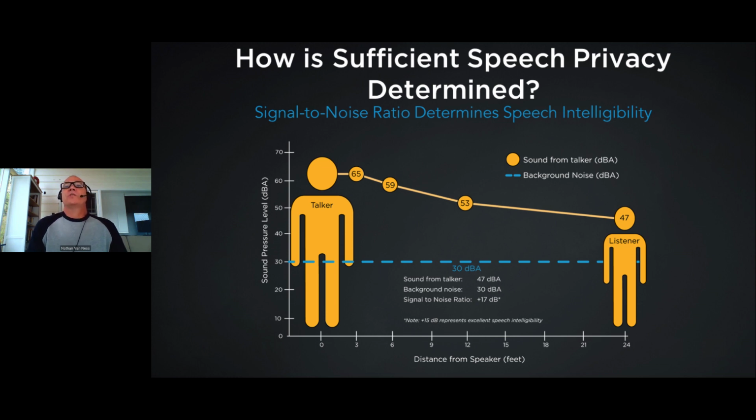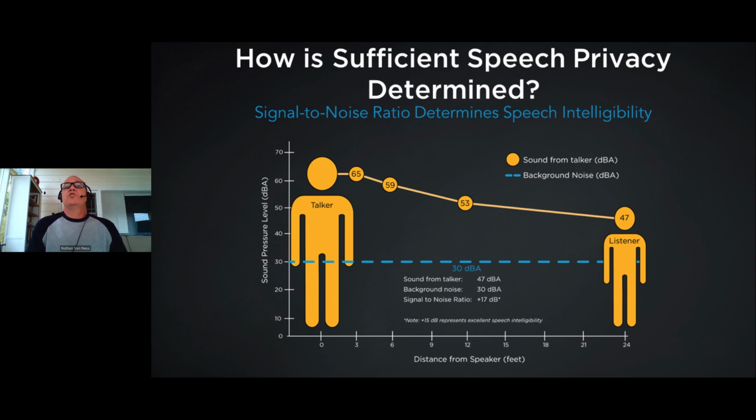As the graph shows, the yellow line represents the sound of a person speaking at 65 decibels. At the listener's ears, which are 24 feet away, the sound has decayed to 47 decibels. 47 decibels is compared to the blue line at 30 decibels. And using simple math, 47 minus 30 equals 17, which is the signal-to-noise ratio, 17 decibels.